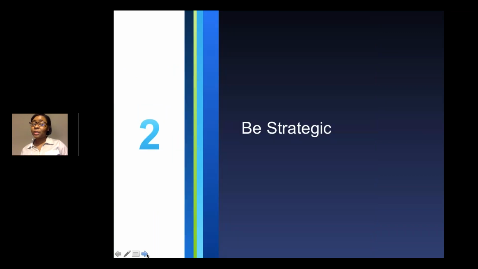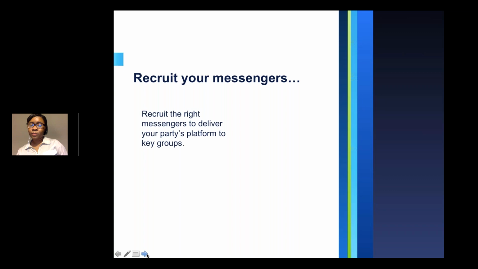Next step, be strategic. Being strategic in our outreach plan is key when targeting these groups. Having the right messenger is an important tool for your outreach. So make sure you recruit your messengers. Recruiting the right messenger to deliver your party's platform is key to key groups. These individuals can act as surrogates in your targeted communities.